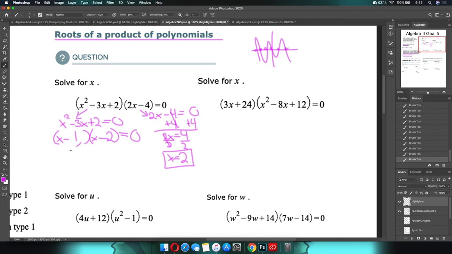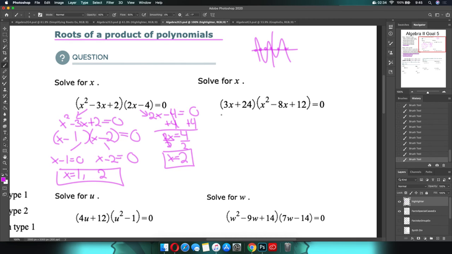And hey, look, I have parentheses again. I can take each of those and set them equal to 0. x minus 1 equals 0, x minus 2 equals 0. And then we just solve again. x equals 1 and x equals 2. So what's our full list? We have 1, 2, and 2. So then we don't need to list something twice. There's our solution.